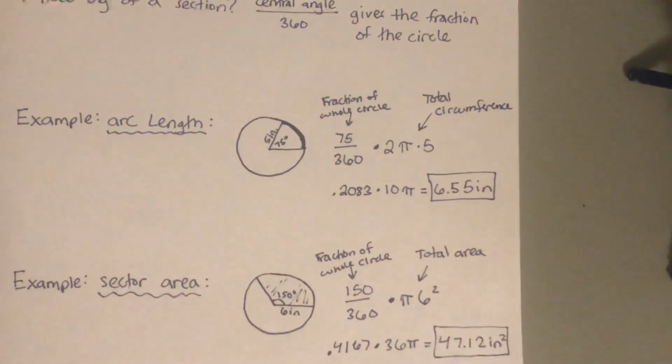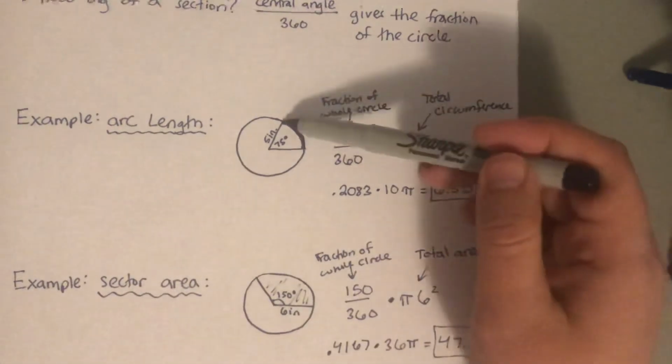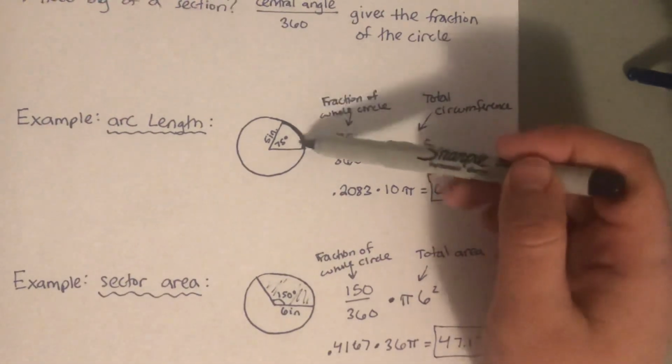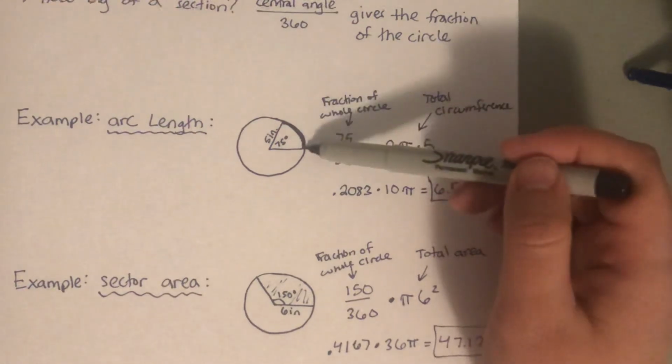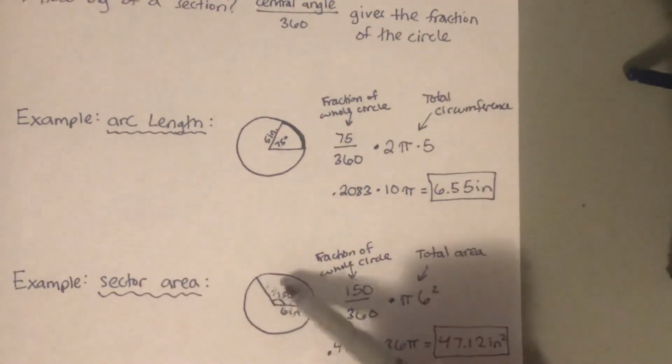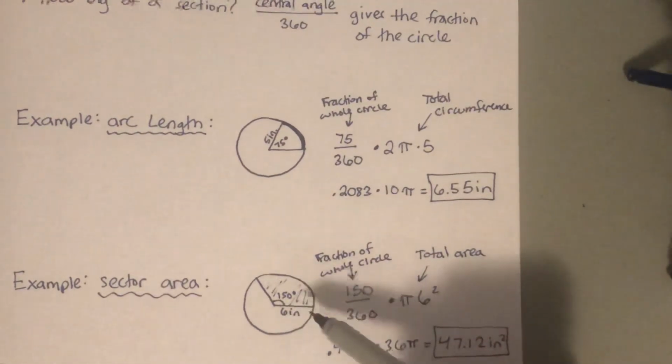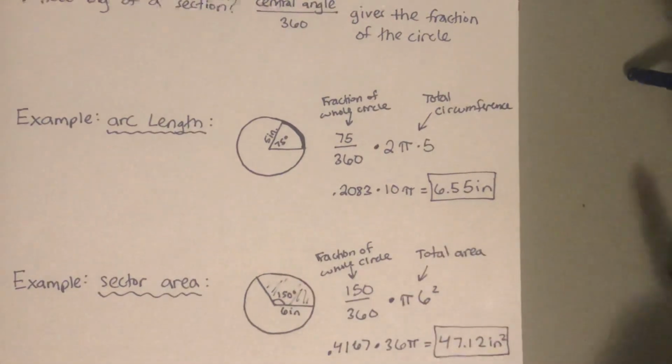So that's how you find the length of just a part of the circumference, which we call an arc, or the area of just a wedge of the circle, which we call a sector.